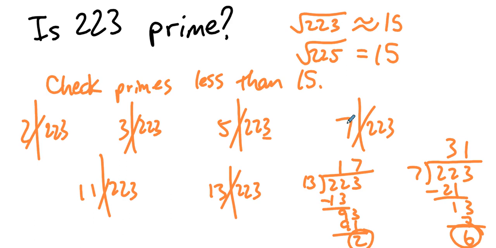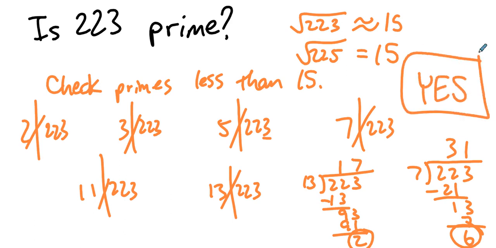2, 3, 5, 7, 11, 13 are the only prime candidates less than 15. None of them divide 223. 223 is a prime number. It is a prime number.